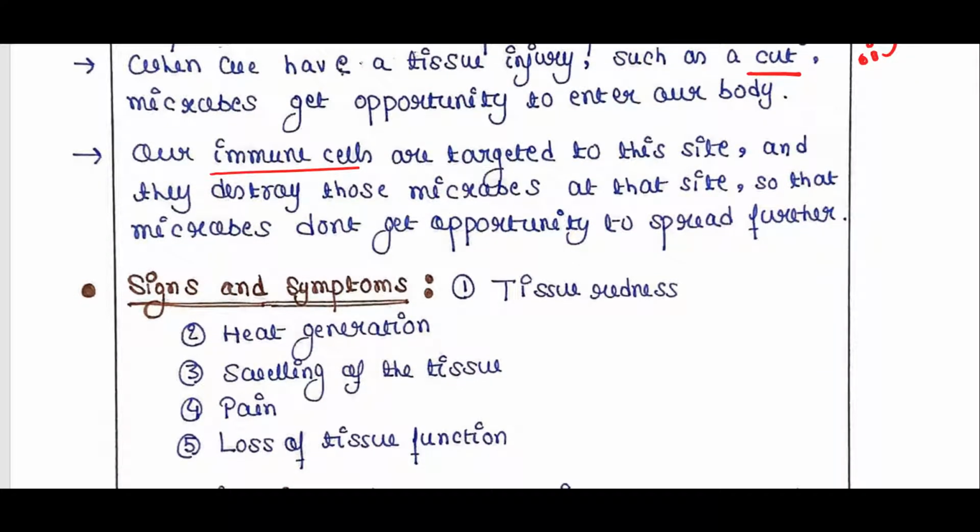Now the signs and symptoms of inflammation. There are 5 signs and symptoms of inflammation. First is tissue redness. So tissue becomes red, and then heat generation. We sometimes feel the heat because the tissue is warm, we can feel it. And then swelling of the tissue, which we have also seen after a cut or an injury. Then there will be some pain and the loss of tissue function. So these are the signs and symptoms of inflammation.